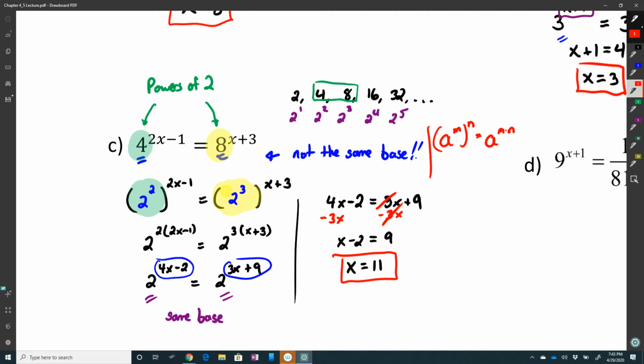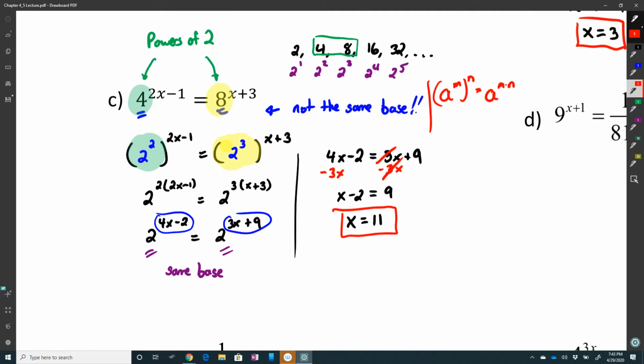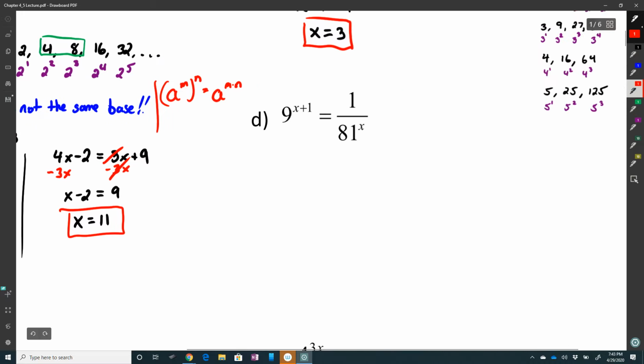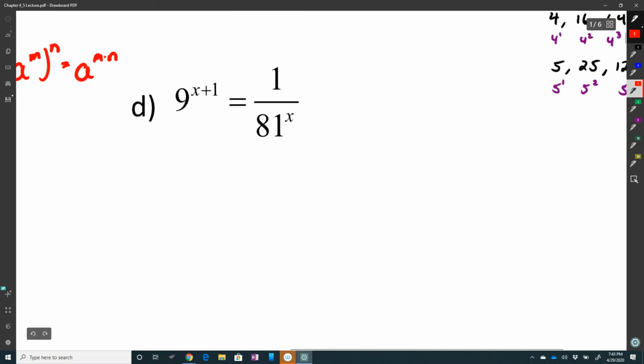So that's a medium level problem. Working our way to something a little harder. Now, knowing my powers, I know that the powers of 9 are 9 and then 81. Where 9 is 9 to the first, 81 is 9 squared. So my common base here is going to be 9. I have to turn the 81 into 9 squared. But before I do that, I got to kind of work with it a little.